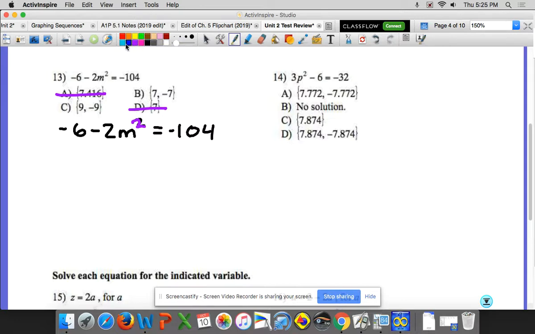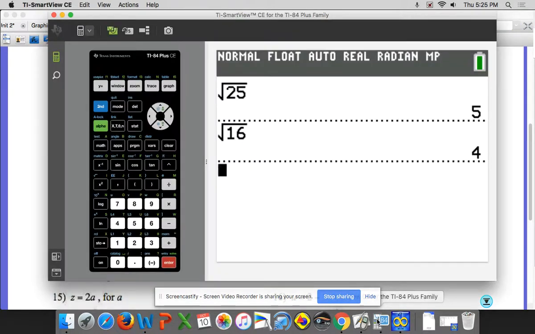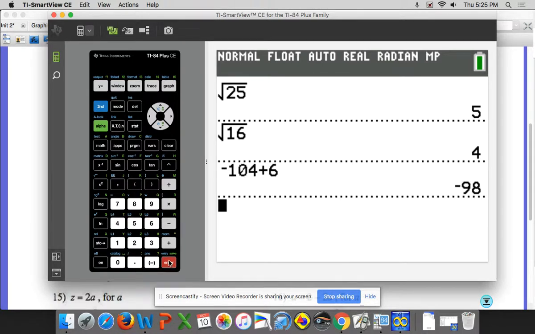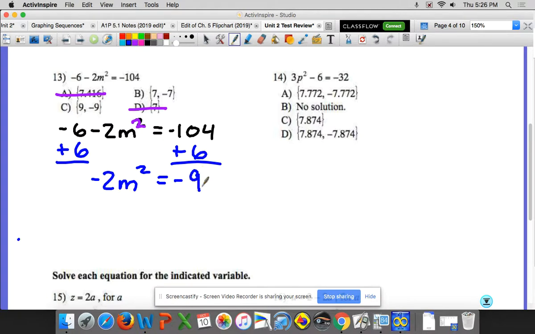If we want to get this m completely by itself, the first thing we have to do is get rid of the constant term. We're going to have to add 6, and we have to do that to both sides. So we get -2m squared equals -104 plus 6. Go to your calculator, -104 plus 6, and you get -98.